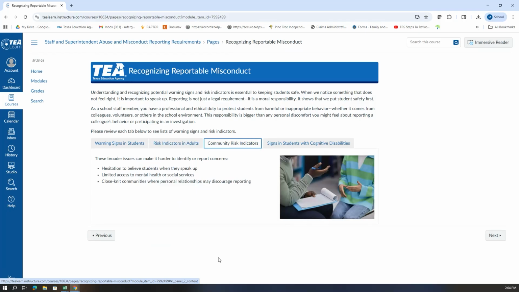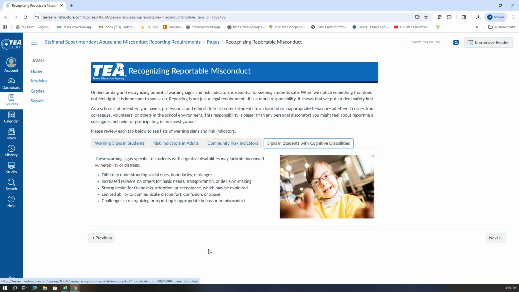These are community risk indicators. These broader issues can make it harder to identify or report concerns. There's hesitation to believe a student when they speak up, limited access to mental health or social services, or close-knit communities where personal relationships may discourage reporting.